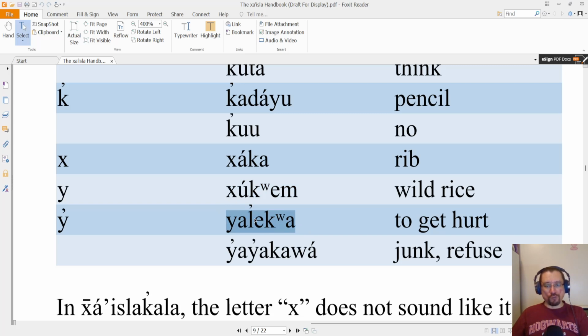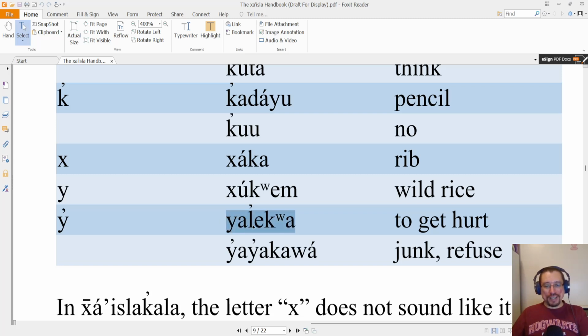So this first word also has a typo. This L is supposed to be a regular L. It's not supposed to have an apostrophe on top. So just read this as a regular L. So I have a lot of corrections to make when I revise this, when I do my editing of this document.